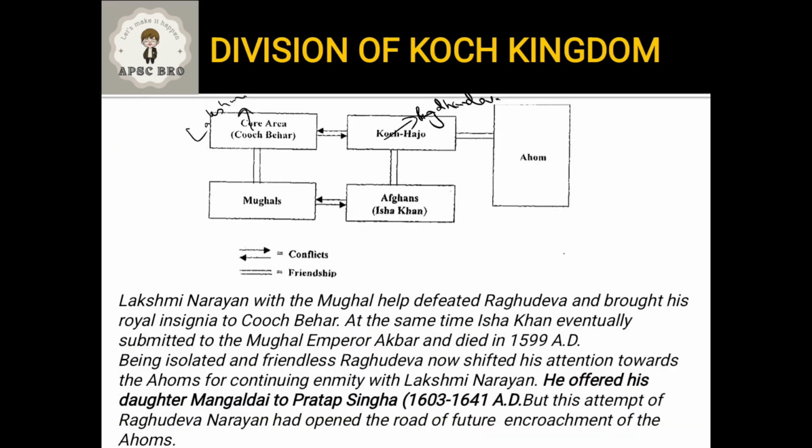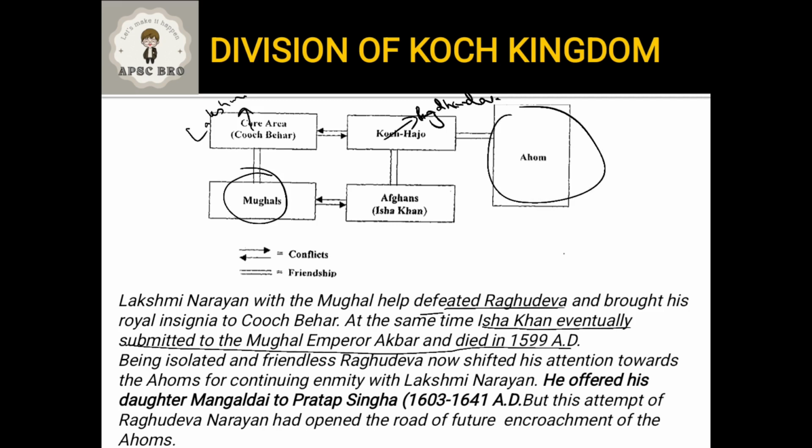Due to this, in the Kush Bihar area, Lakshmi Narayan got an alliance with the Mughals. So Mughals and Lakshmi Narayan got together. Raghudeva got the help of an Afghan named Isa Khan. Because he was in the eastern part, he also tried to develop a friendly relationship with the Ahom. He thought that with Isa Khan and the Ahom, he would form a combined force and attack Lakshmi Narayan, who had the help of the Mughals. But Lakshmi Narayan, with the help of the Mughals, defeated Raghudeva and brought his royal insignia to Kush Bihar. At the same time, Isa Khan eventually submitted to the Mughal Emperor Akbar and died in 1599.